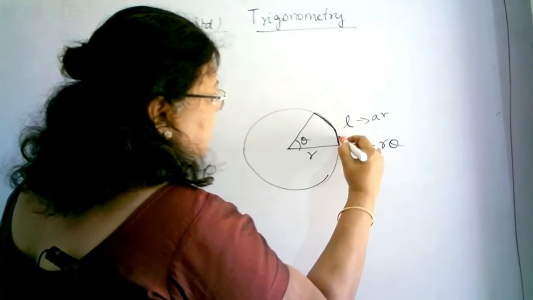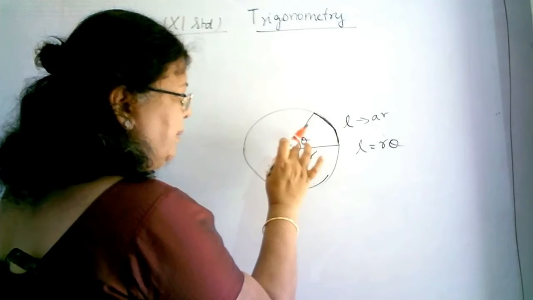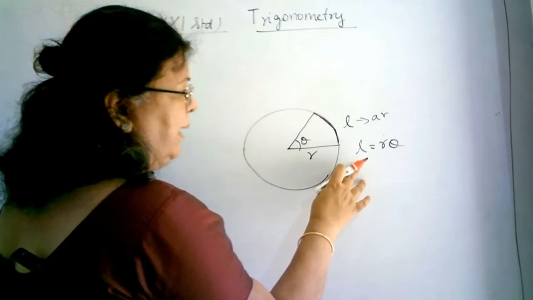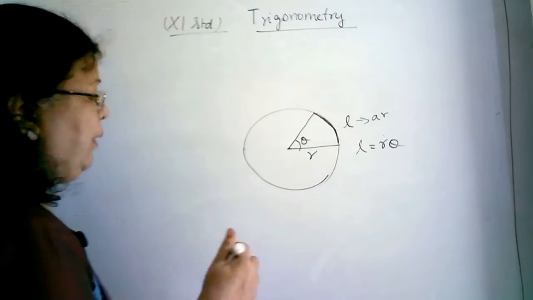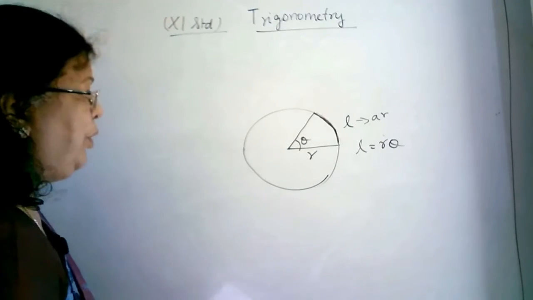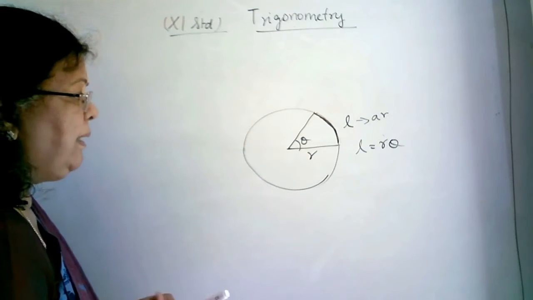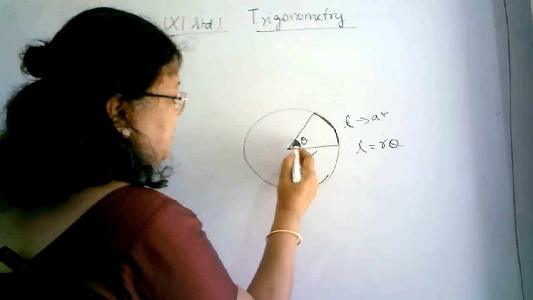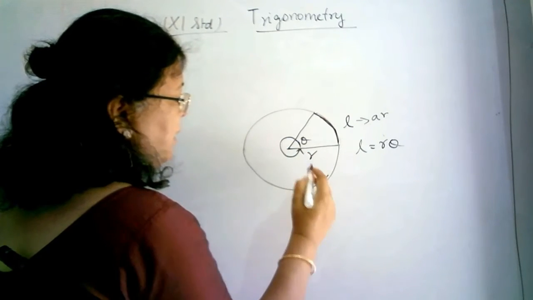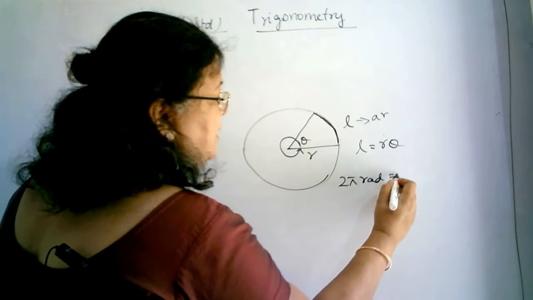This length is known as the arc length, and with radius r, the angle subtended is theta. So the relation is given by L = r theta. When you have a full rotation, the angle covered is 360 degrees. When this is rotating, you can see 2 pi radians is equal to 360 degrees.